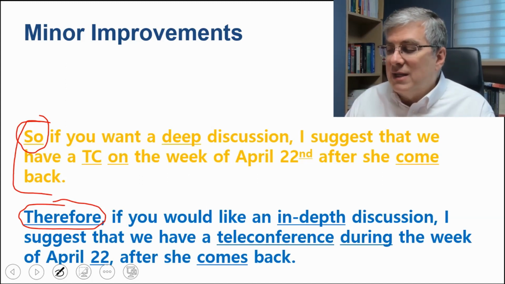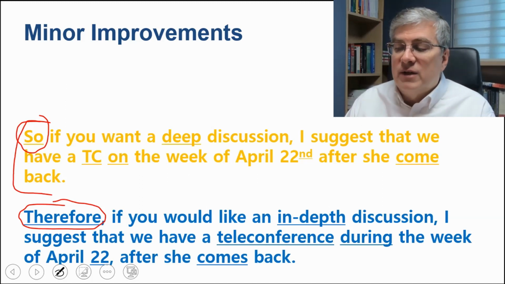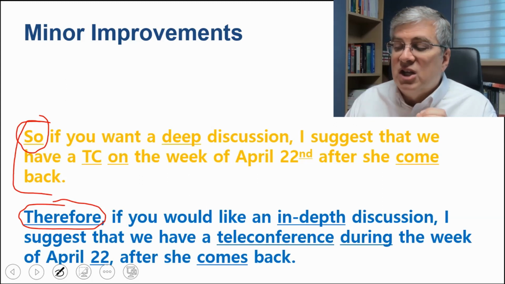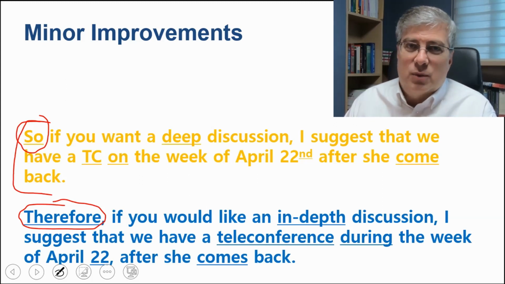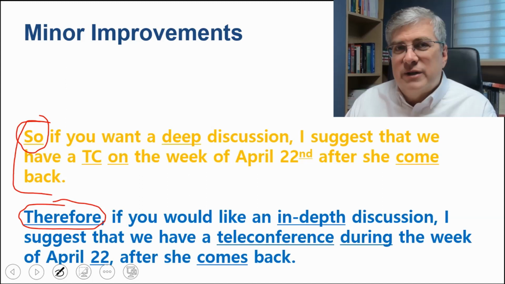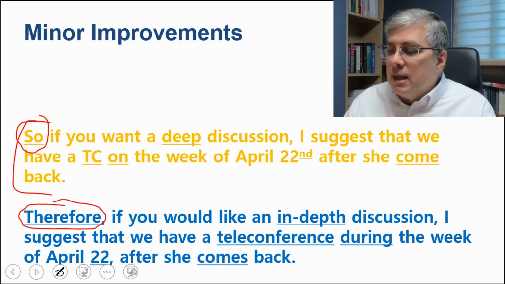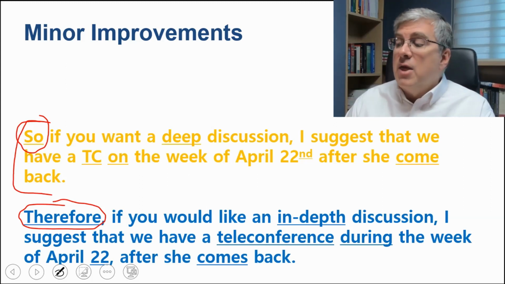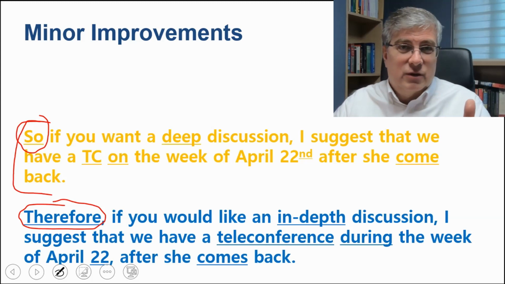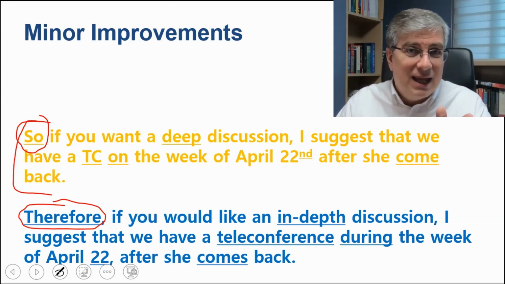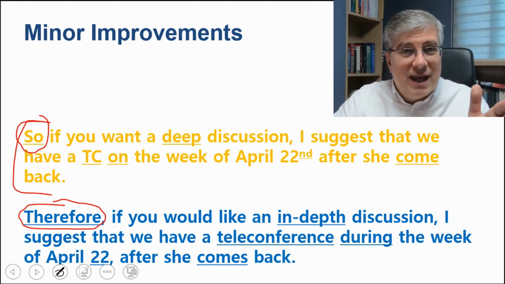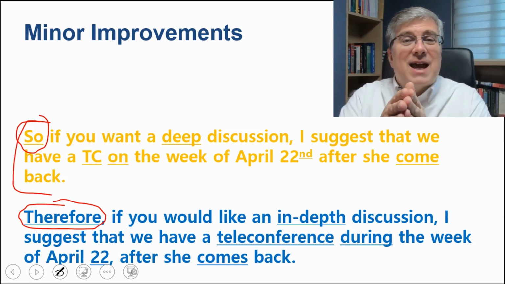I suggest that we have a teleconference, and you don't have a teleconference on the week of April 22nd. You have a teleconference during the week of April 22nd. We use "on" for a specific day. If you said, let's have a teleconference on April 22nd, that's fine. But no, you're talking about the week of April 22nd. So maybe April 22nd is a Monday, 23rd, 24th, 25th, 26th to Friday. That is several days. That's 5 working days. And that is during the week.